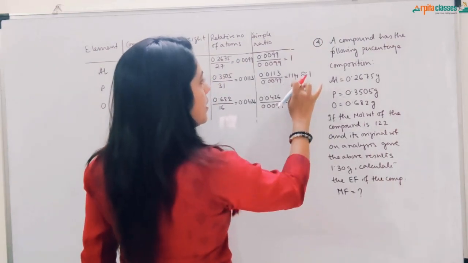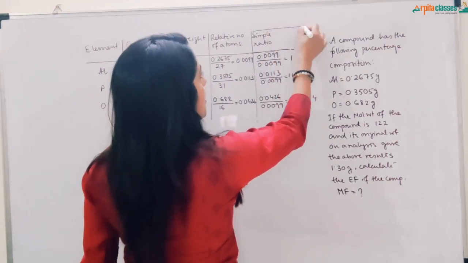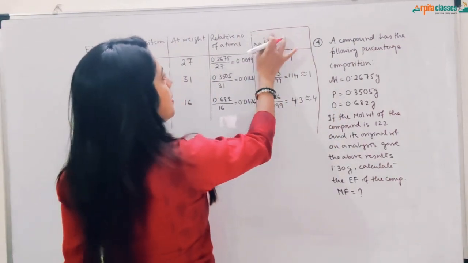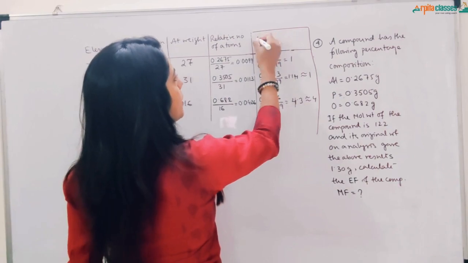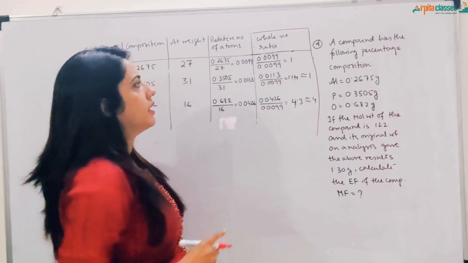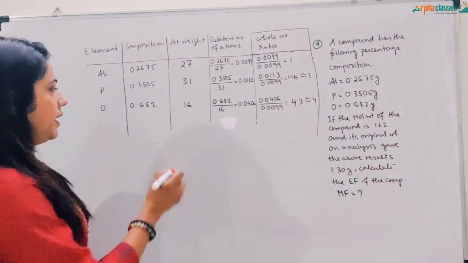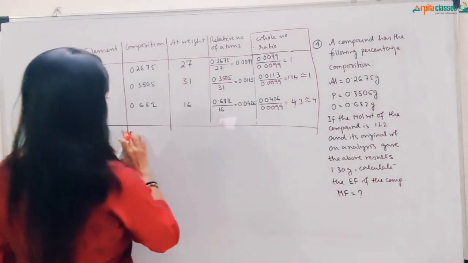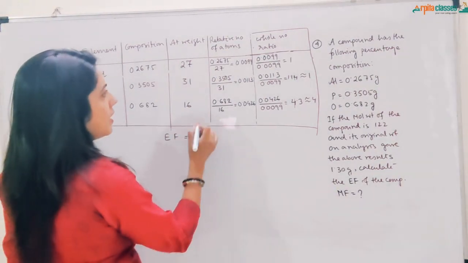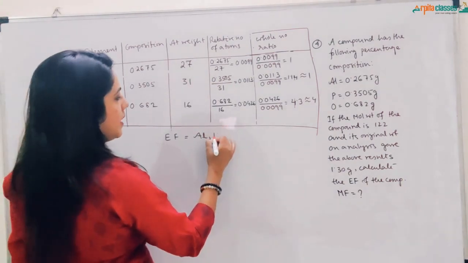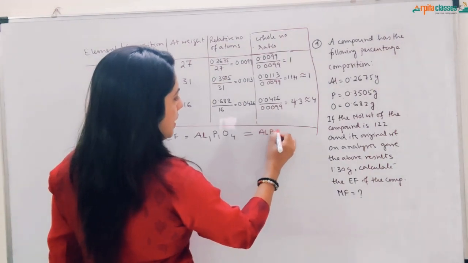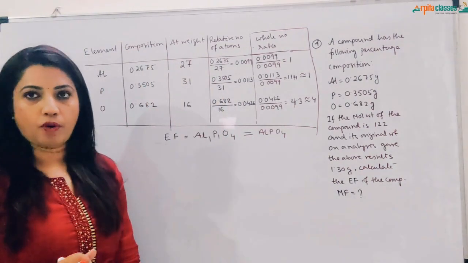So the ratio, this is not a simple ratio, this is a whole number ratio. That comes like 1:1:4. Therefore, we can find out the empirical formula from here. The empirical formula is Al1, P1 and O4. So that is AlPO4. This is the empirical formula.